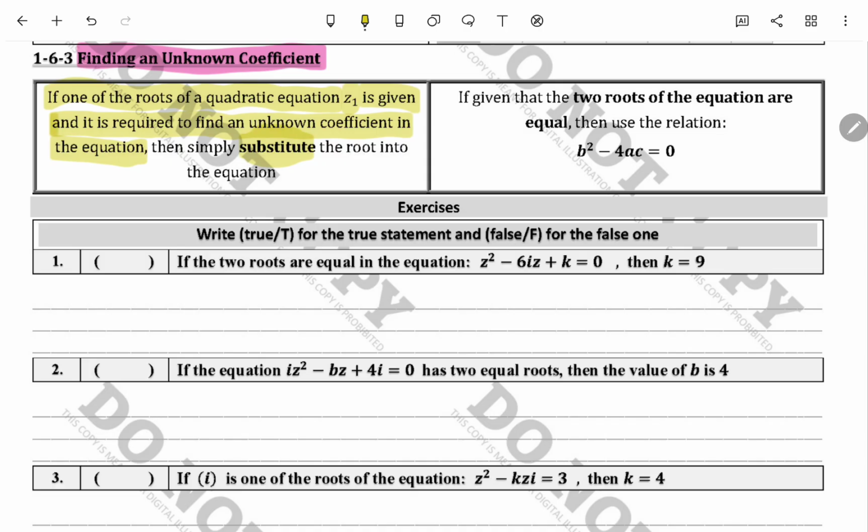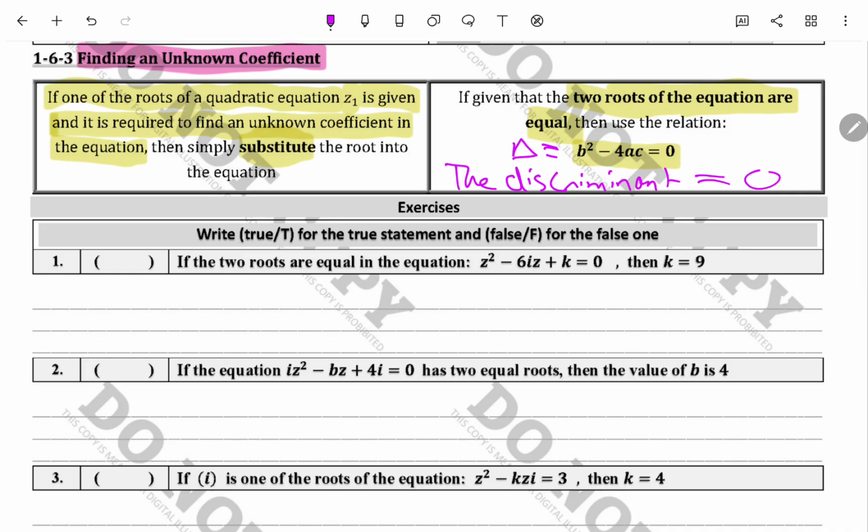In the second box you have a note. This note says that if it is given that the two roots of the equation are equal, then you can use the relation b squared minus 4ac equal to 0, which is the discriminant. I can also call it delta, or the discriminant. This discriminant should be equal to 0, and that can help you to find the unknown coefficient.